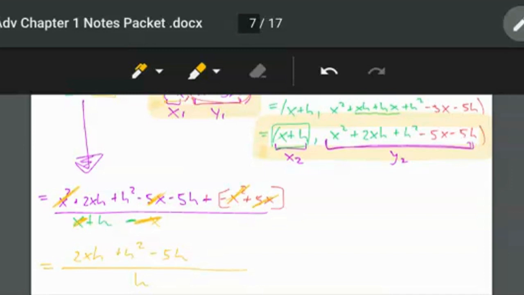Again, it happens kind of the same way every time. A bunch of stuff cancels, and now everything has an h in common, so we can look at the terms in the numerator, right, and we can factor an h out there. So if we take an h out of all those things on the top, we're going to be left with 2x plus h minus 5, and it was all over h. And the whole point of that now is we can cancel the h on top and the h on bottom, and then we have our final answer, 2x plus h minus 5.